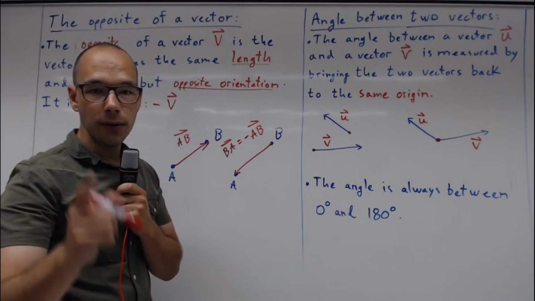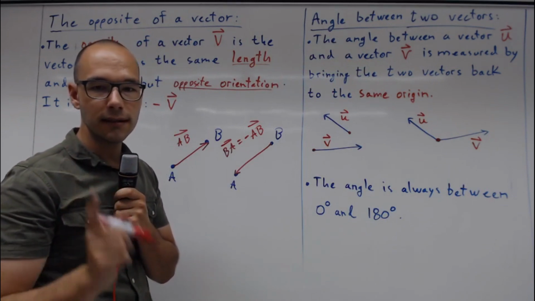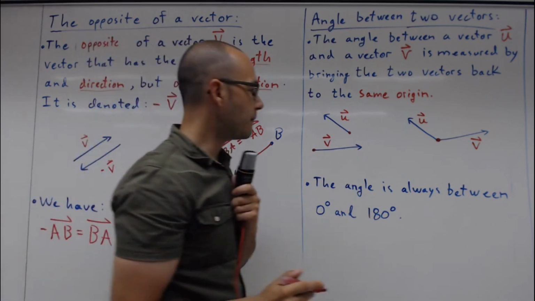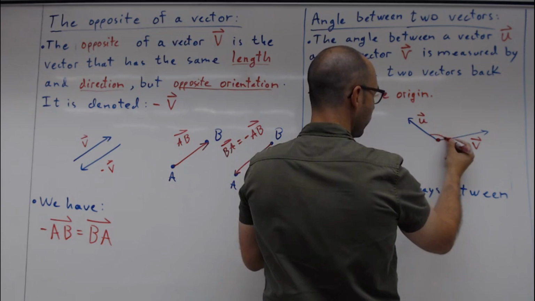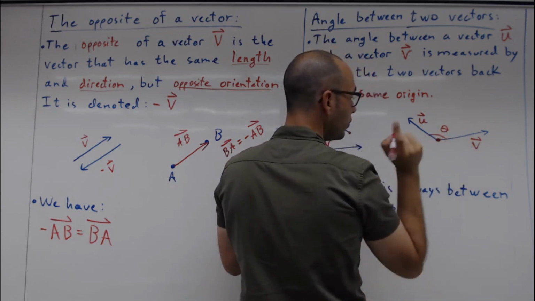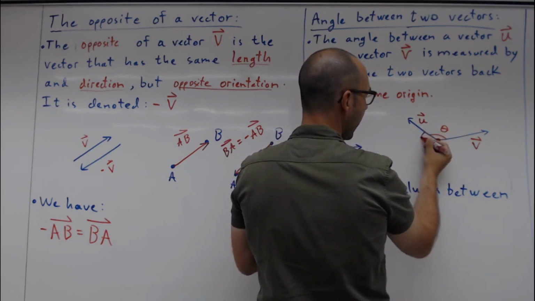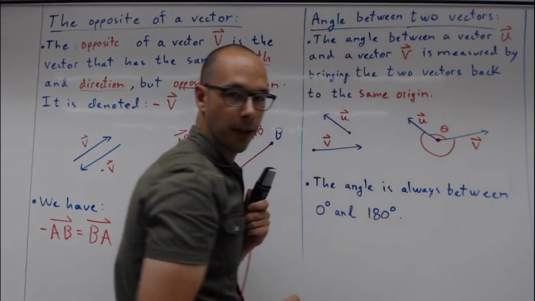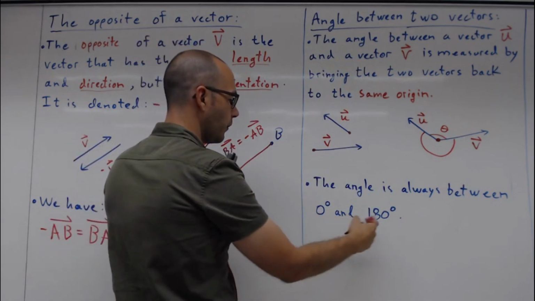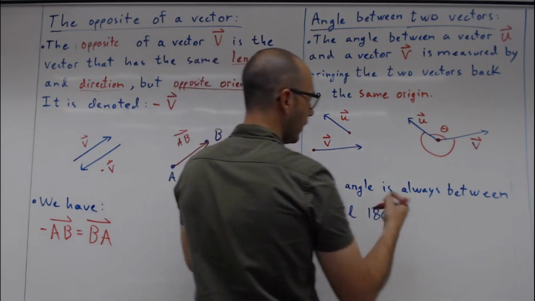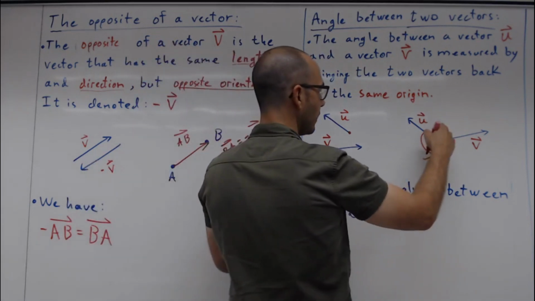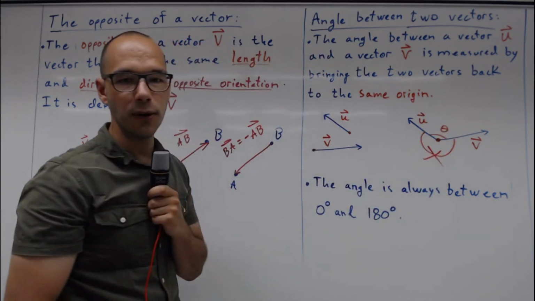And now the angle between the two vectors is always between 0 and 180 degrees. So what does that mean? It means that the angle between those two vectors is going to be here. So it's always the smallest angle. You cannot use the outside angle, this one. You cannot use it because the angle is always going to be between 0 and 180 degrees. So you cannot use this one. You're going to use that one as the angle between those two vectors.